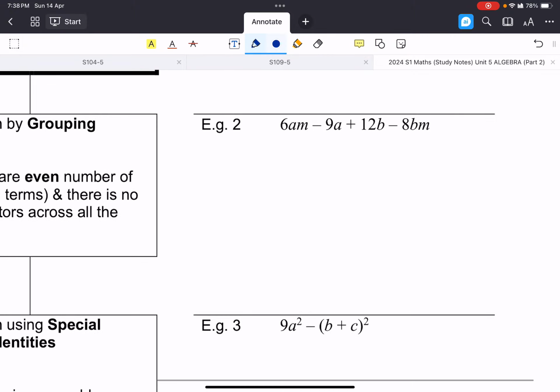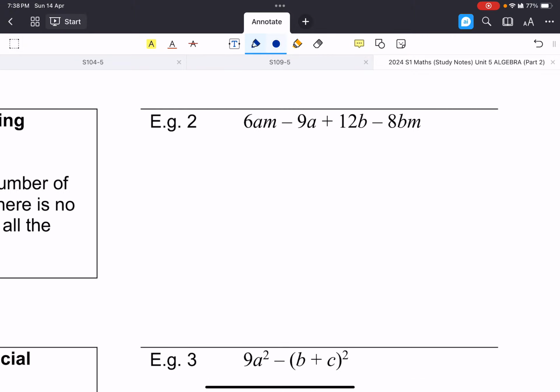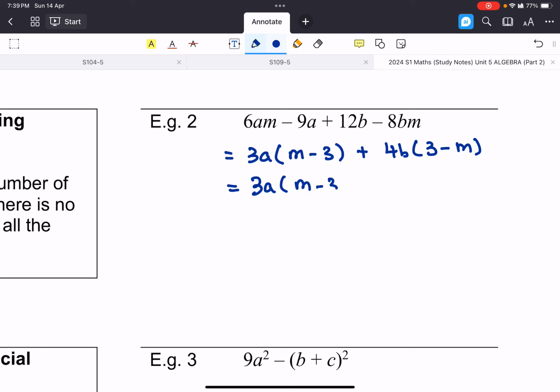How about this example? This example we do grouping. So let's see. First group, I can take out 3a over here. I have m minus 3. Looks good. Second group, I can take out 4b. If I take out 4b, I will have 3 minus m. And then we learned that m minus 3, 3 minus m, we can actually take out the negative 1. So in this case, let's take out negative 4b instead. So I have m minus 3. Now the bracket part is common. So m minus 3, 3a minus 4b.